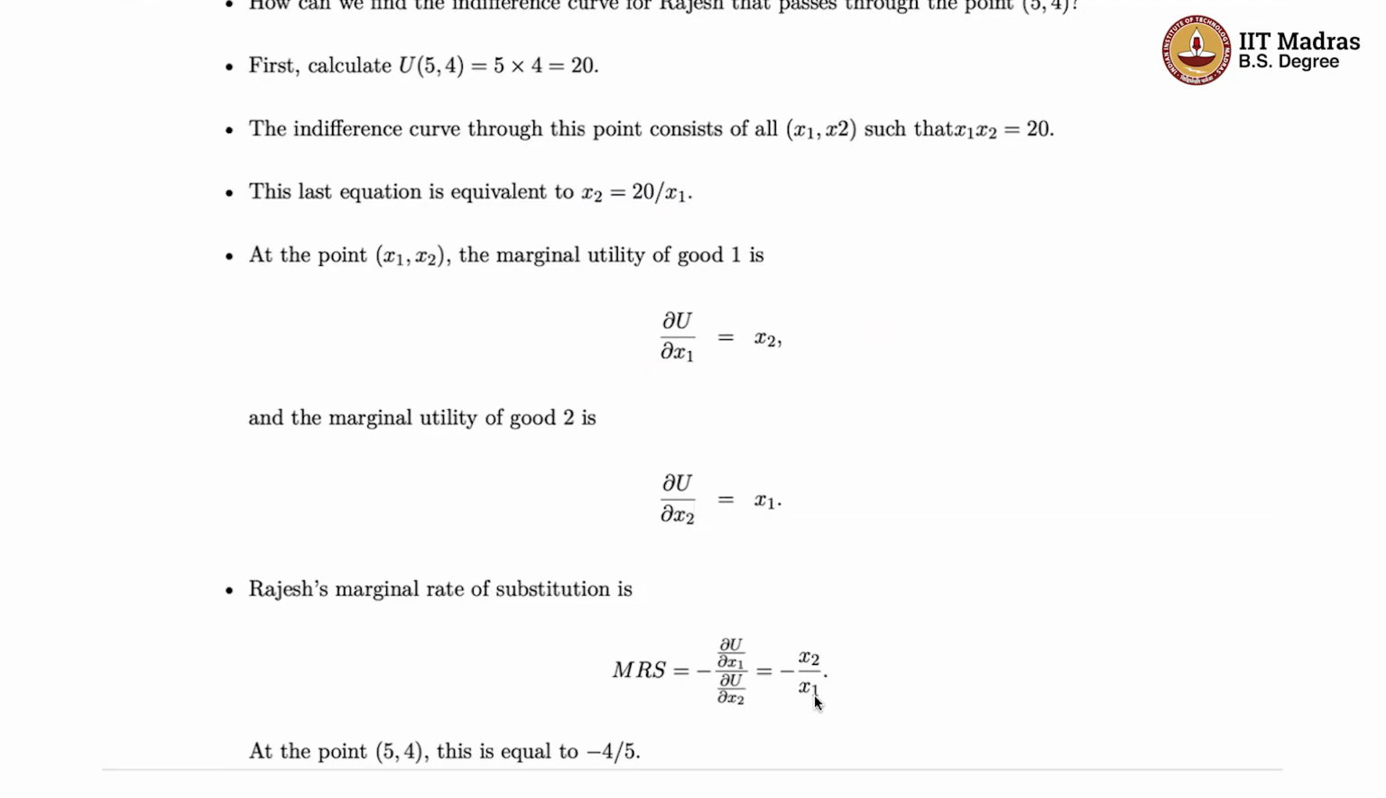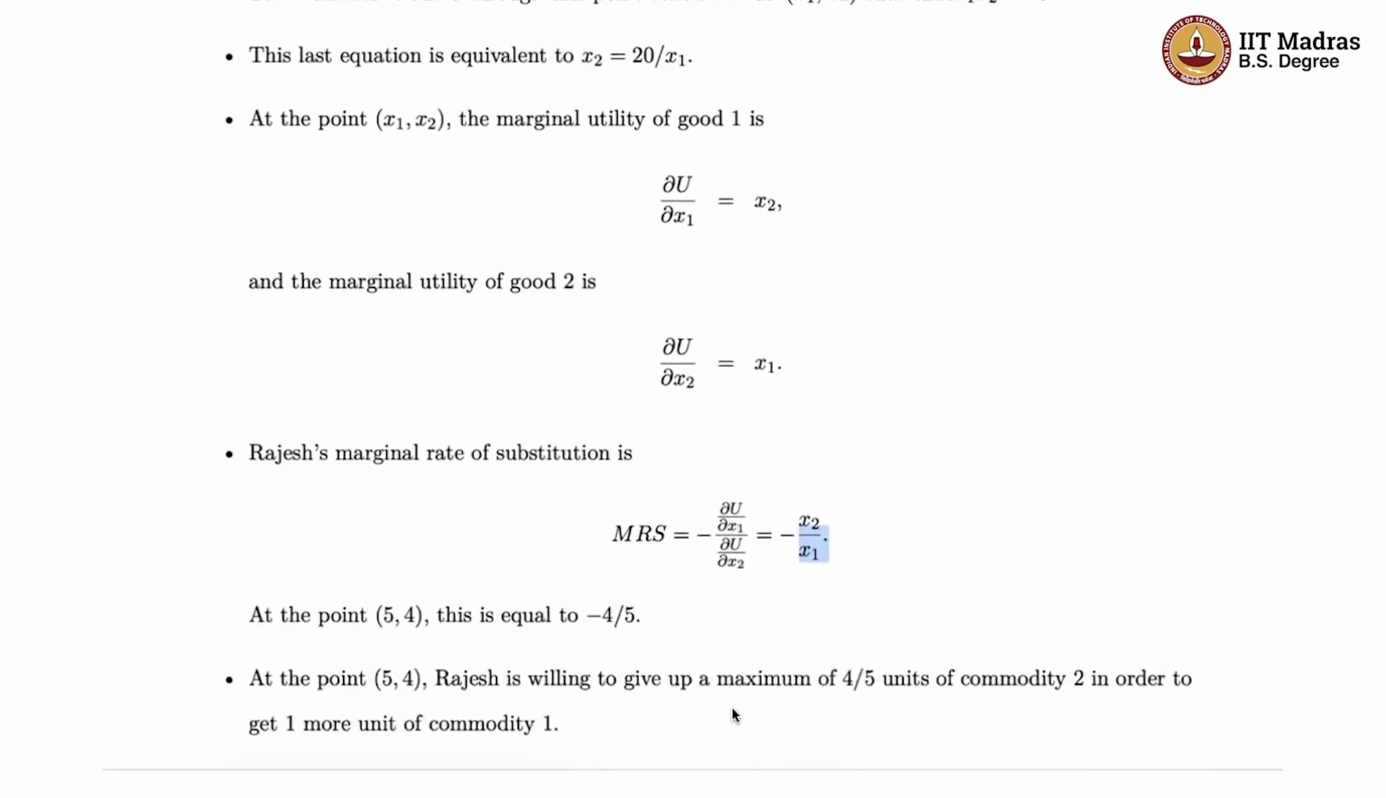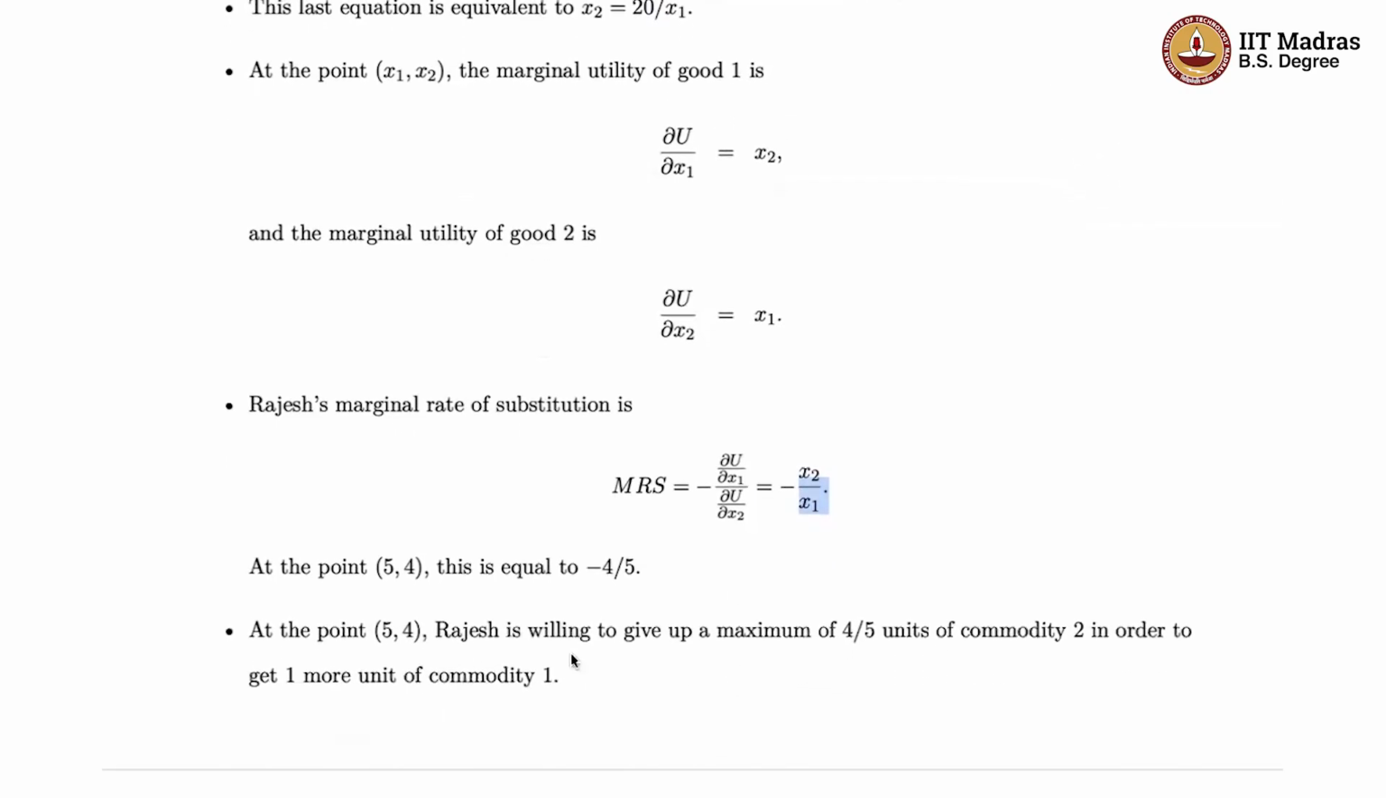So suppose somebody asks you that for Rajesh at point 5, 4, what's his marginal rate of substitution. So you can actually use this expression to say that the marginal rate of substitution should be minus 4 by 5, right? Why 4? Because this is x2's value at 5, 4, and x1's value at 5, 4 is 5. So this is what you get, right? What is the meaning of this? So what it means is that at the point 5, 4, Rajesh is willing to give up a maximum of 4 by 5 units of commodity 2 in order to get one more unit of commodity 1.